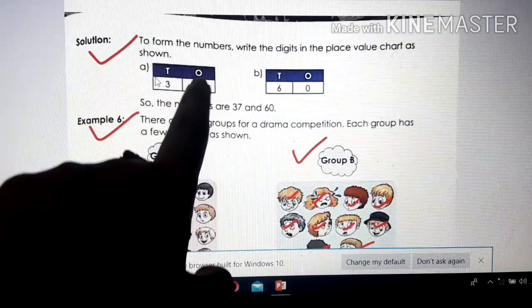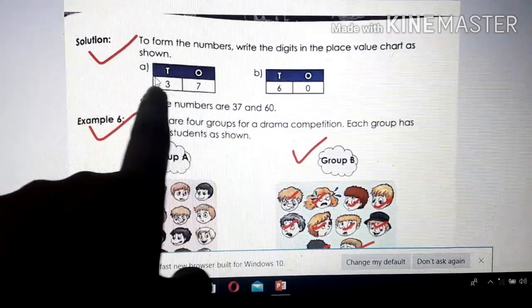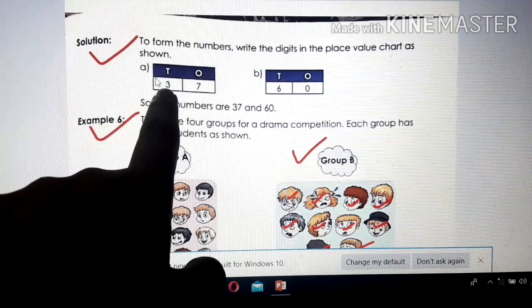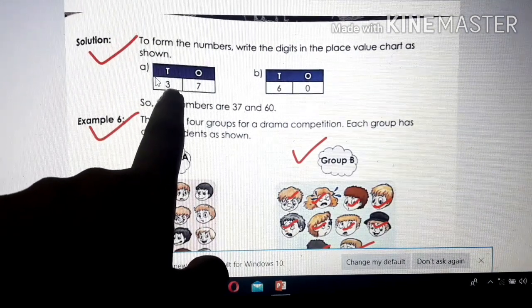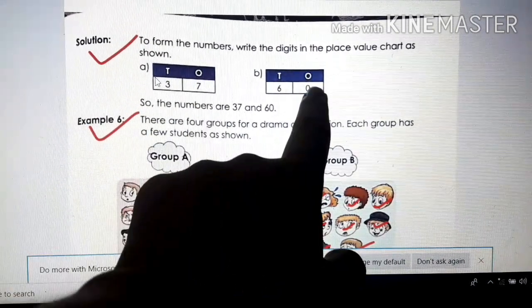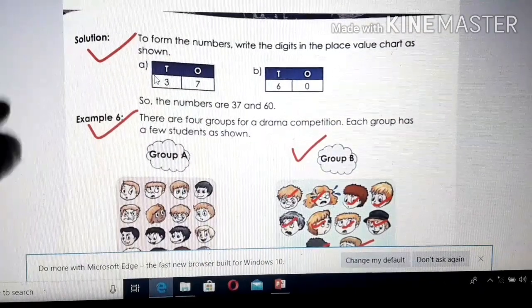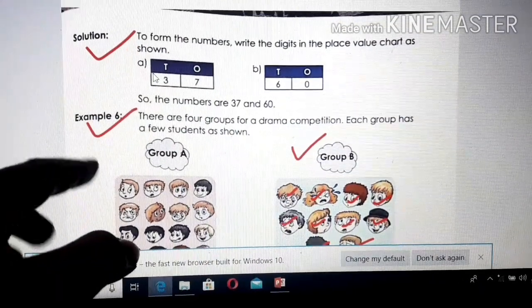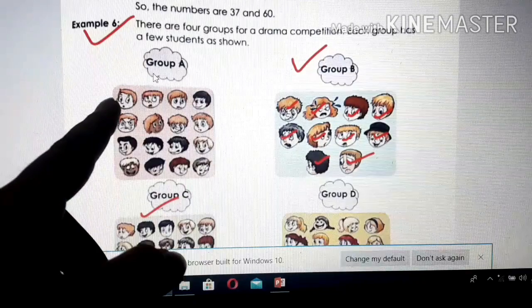You can see the number has been placed: 7 in ones place and 3 in tens place. So what do you get? What is the place value? 37. Then 60. Clear? So let's start with example 6, children.